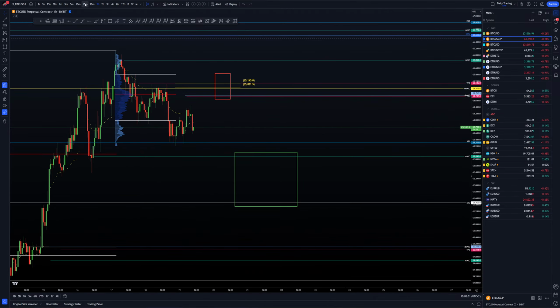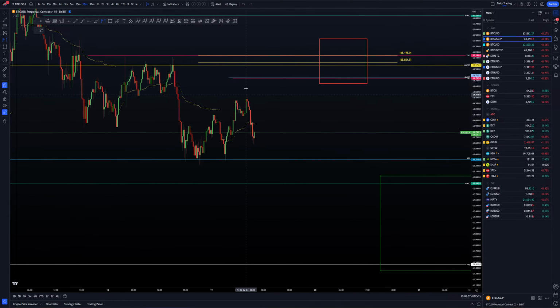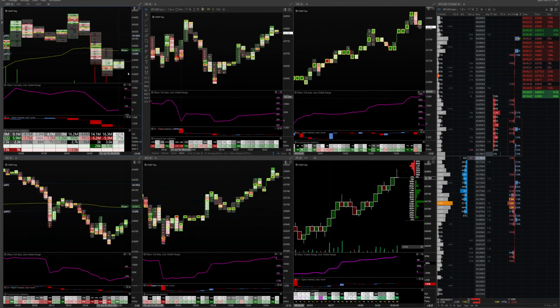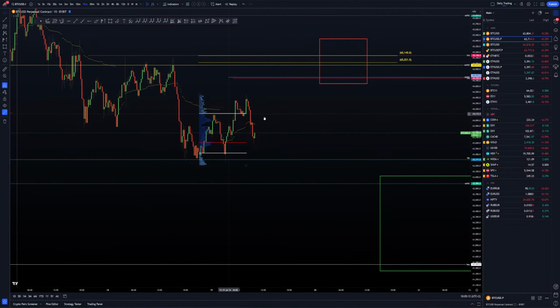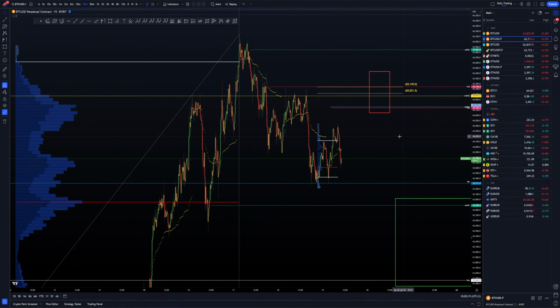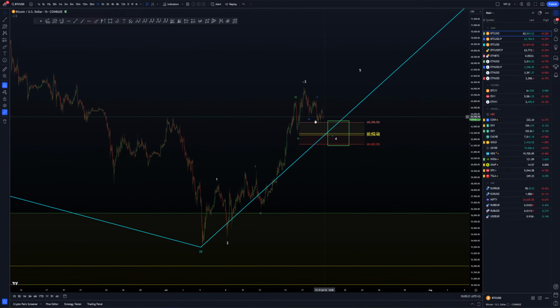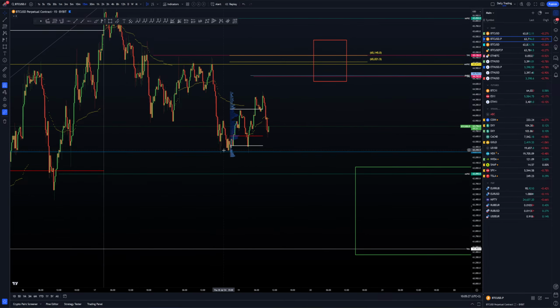Let me have a look at something here really quick. This we can remove for the moment, and we can just do this. Don't know if we've got any naked session point of control down here. Nah, all right. Well, the thing is now we are at support. We've got a touch of the 23.6 right here. Well, you know what it means. This is a buy zone.